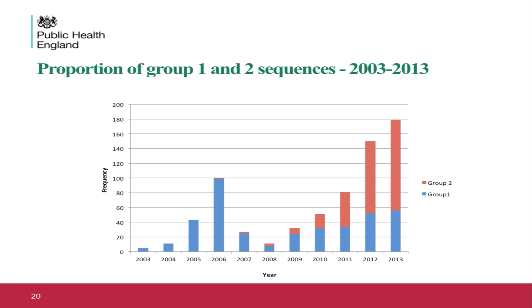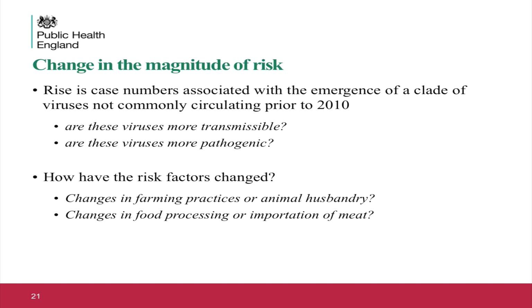And then we start to see the emergence of group 2, which is the bottom half of the tree. And it really now is the dominant virus that's circulating in our population, is what we've seen in 2014 as well. So I think collectively what the data shows is that there has been a change in the magnitude of risk of acquiring hepatitis E in this country. And as the case numbers have increased, it does seem to be associated with the emergence of a group of viruses that weren't commonly circulating prior to 2010.